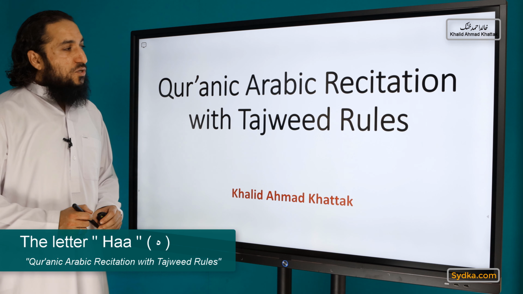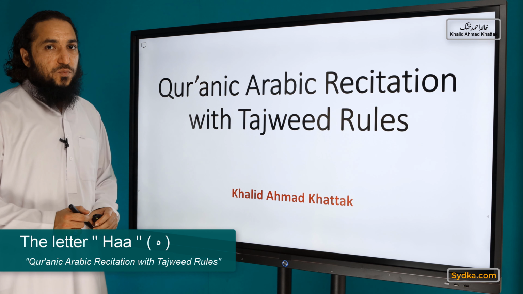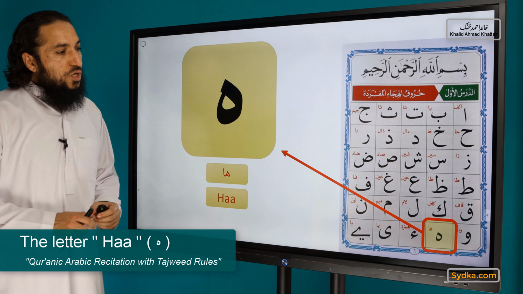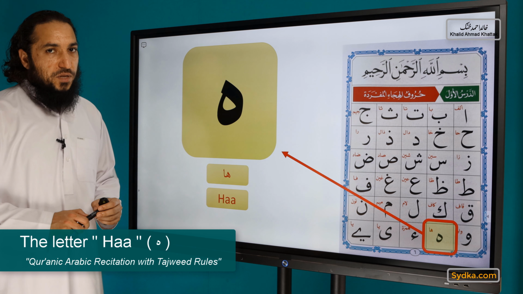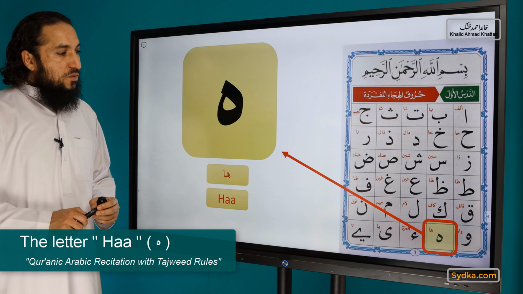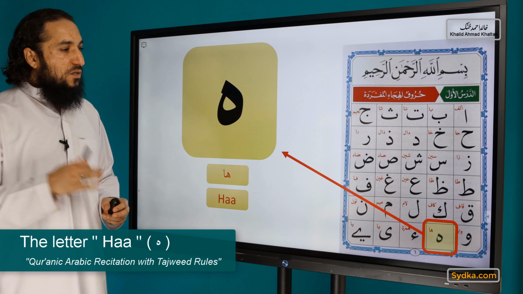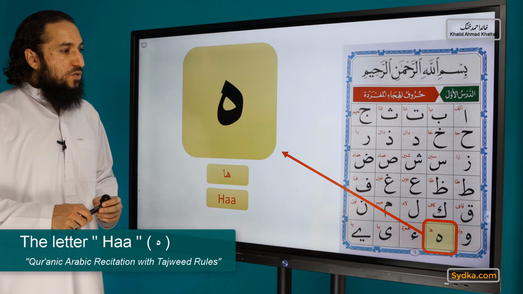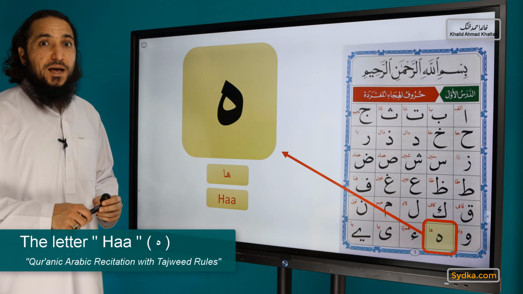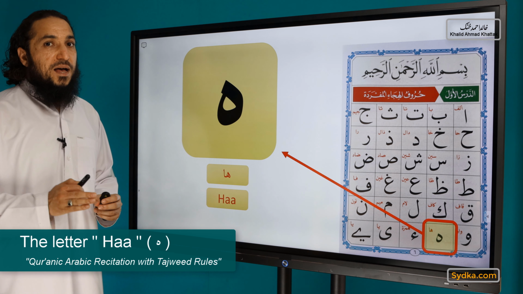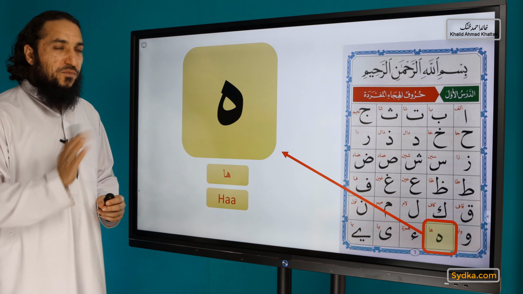Welcome back to another session of Qur'anic Arabic Recitation with Tajweed Rules. In this session we will be studying another letter of the Arabic alphabet, and that is called Ha. It is different than the other Ha, with another articulation point, and this is called Ha. And the sound is Ah, the second part of Ah.